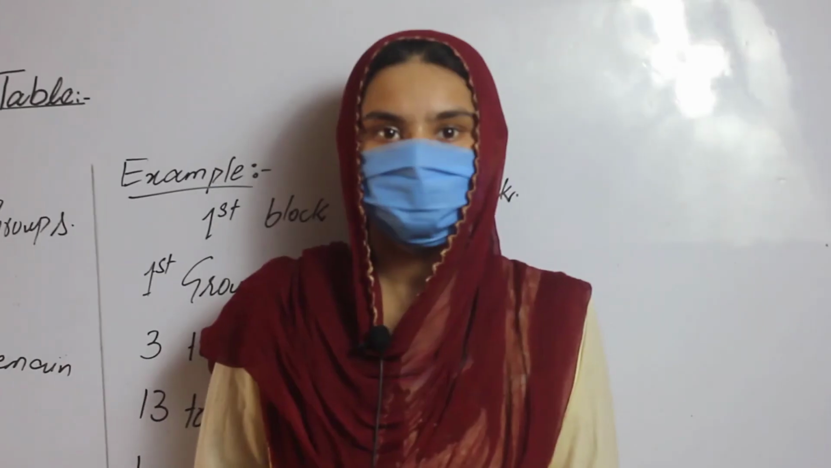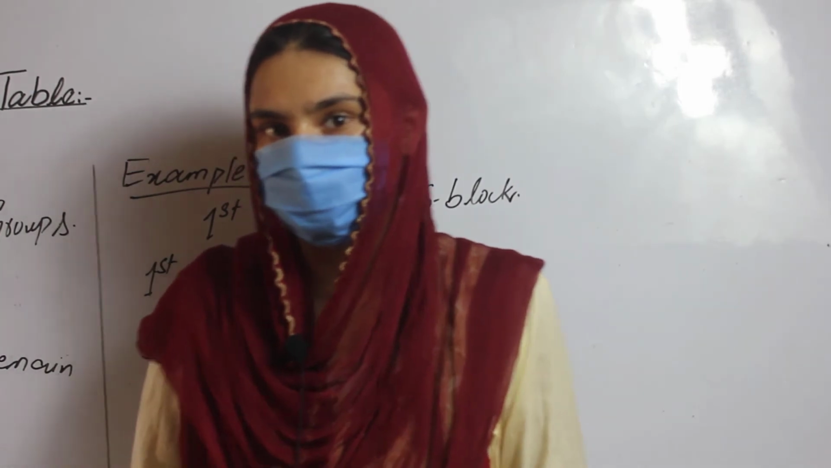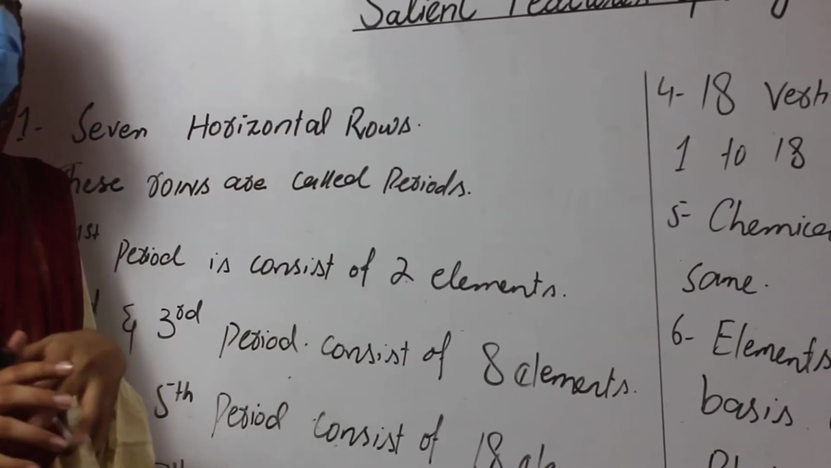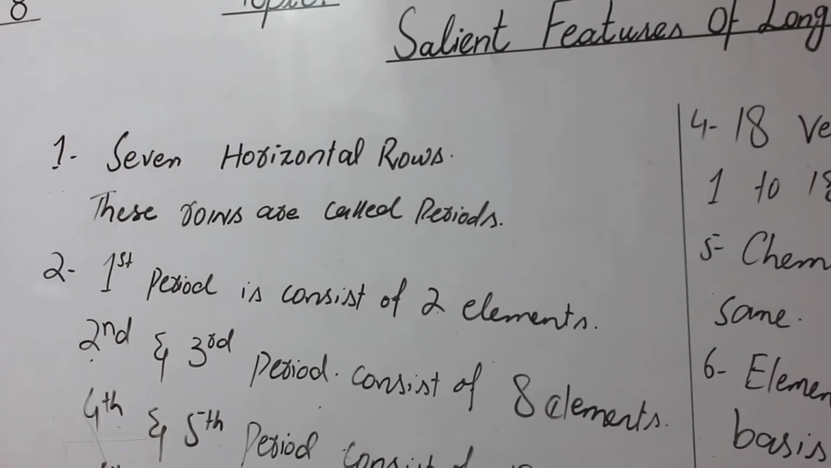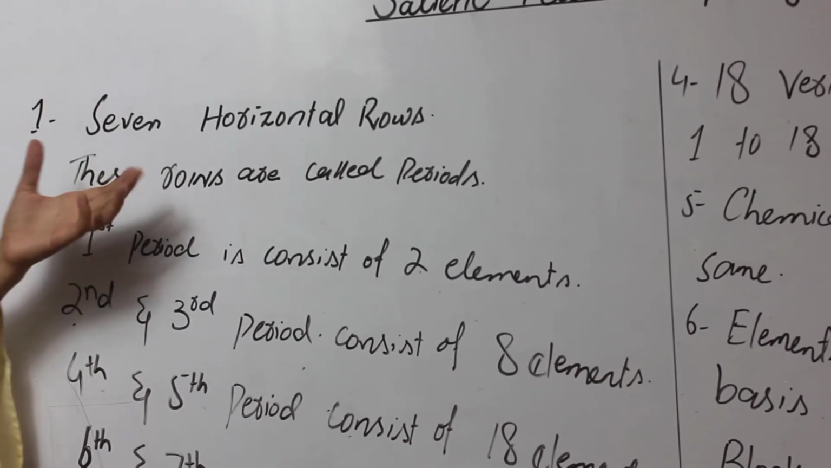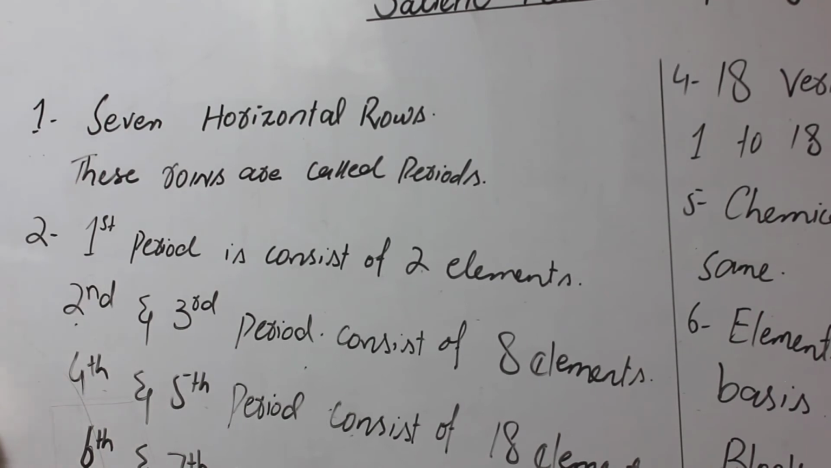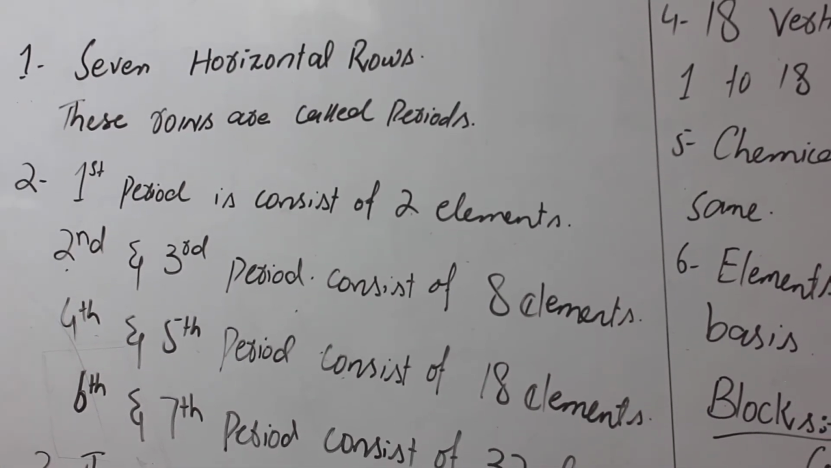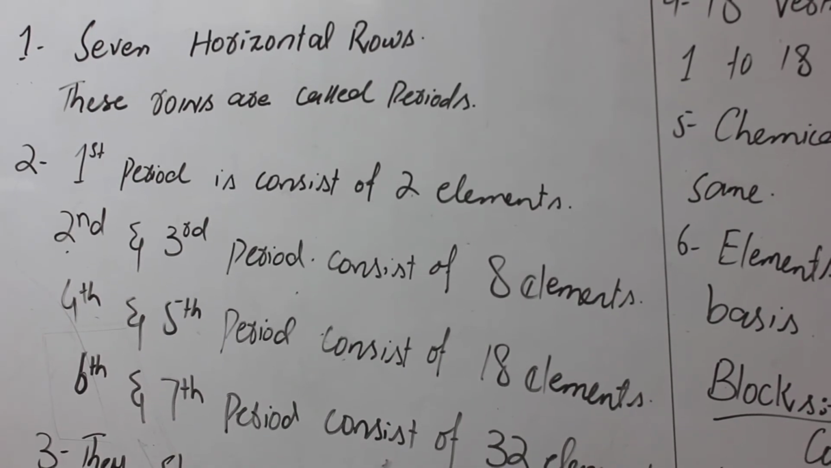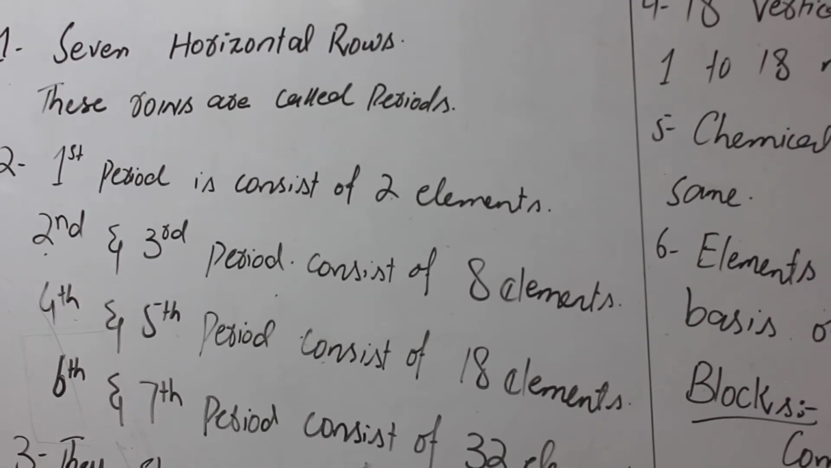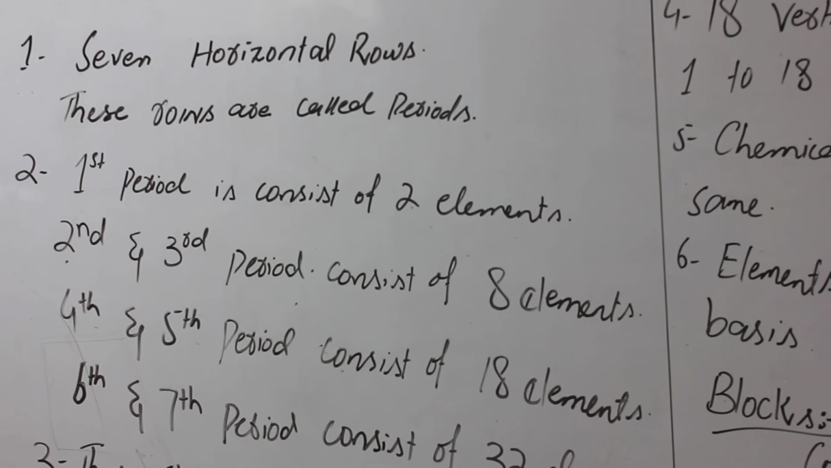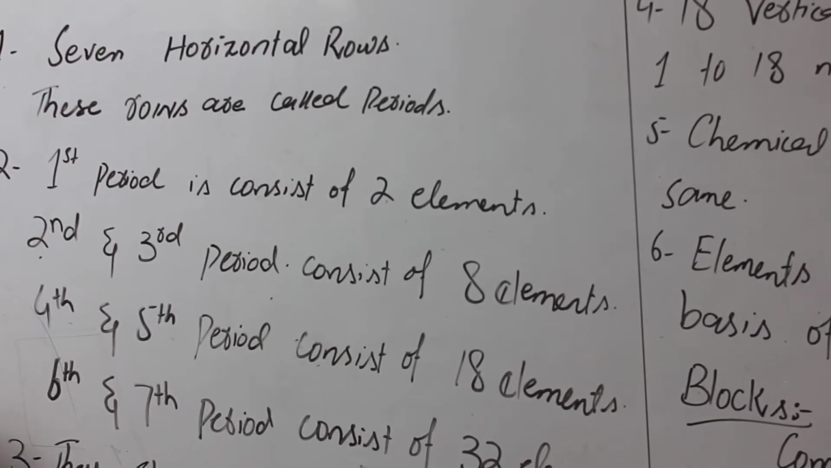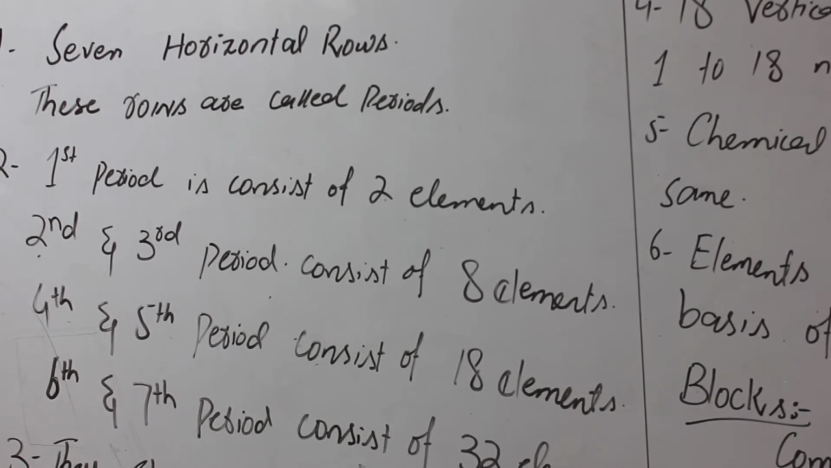Now I recall the lecture. Class, first of all, in the salient features of the long form of the periodic table, we discussed the horizontal rows of the periodic table, which are called periods. They are 7 in number, and the first period consists of only 2 elements. The second and third periods consist of 8 elements. The fourth and fifth consist of 18 elements, and the sixth and seventh consist of 32 elements.